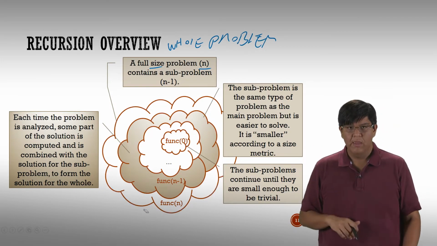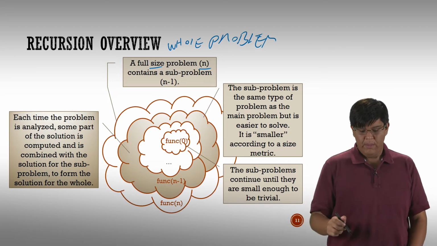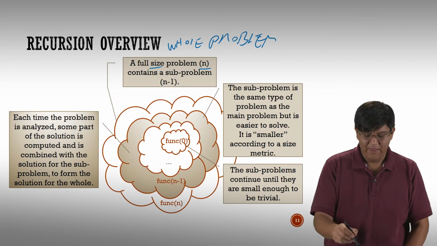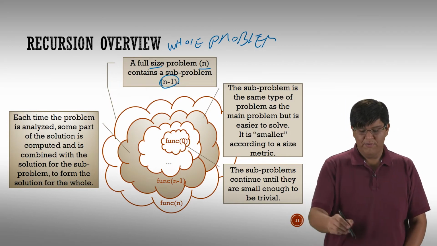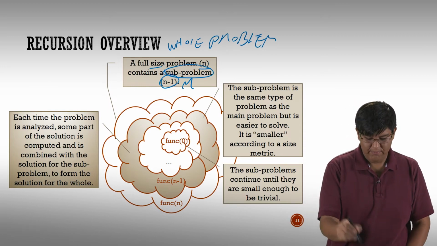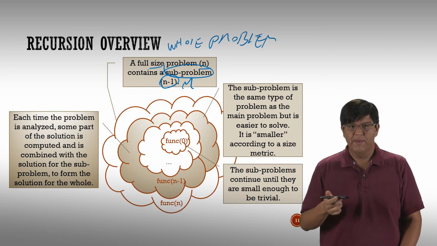Okay, fine. Now, in recursion, what we then say is that our whole problem contains a subproblem. Well, there are a couple of words for it. One is to say it's the n-1 problem. Another is to say it's the m-size problem. Or, to me, I just say it's the subproblem, because I think that's the easiest thing to say. The subproblem is basically the inside cloud.